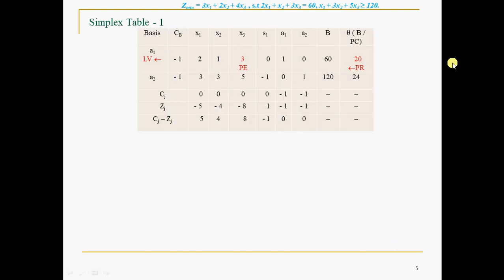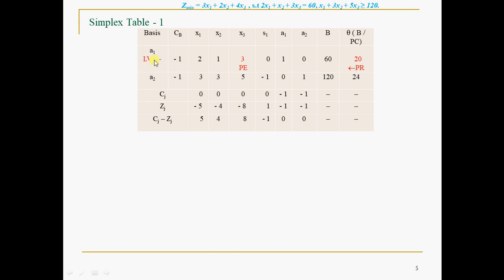Fine. Now let us come to the simplex table 1. This is the standard form of the objective function, or the given form, Z min equals 3x1 plus 2x2 plus 4x3, subject to the constraints. Coming to simplex table 1, the basis: in the basis, you have to add only the slack and artificial variables, as we discussed. There are no slack variables here, hence only artificial variables will appear.